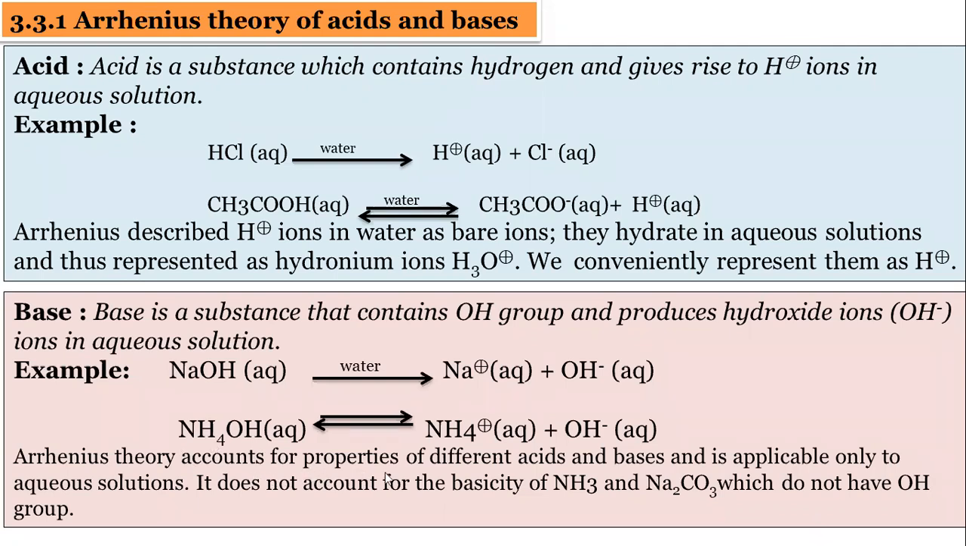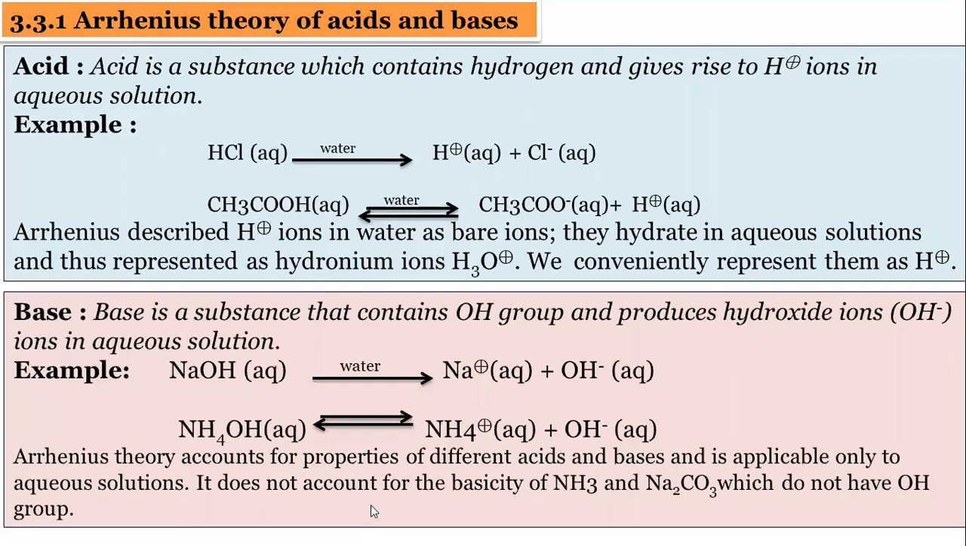Arrhenius theory accounts for the properties of different acids and bases. It is applicable only to aqueous solutions. What is meant by acid and what is meant by base will be understood when these substances are dissolved in water or are in the aqueous phase. Then only can we identify whether these are acids or bases. It does not account for the basicity of NH3. Arrhenius theory didn't explain why ammonia is basic, and Na2CO3, which do not have OH groups. This NH3 does not have an OH group, and Na2CO3 also does not have an OH group, but still these are bases. So other theories were discovered which give the definition of acids and bases.